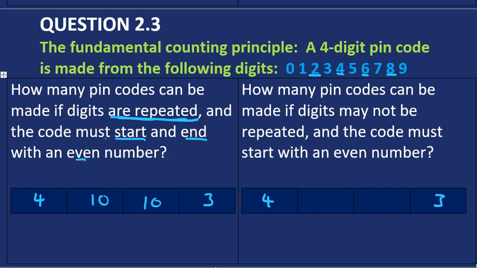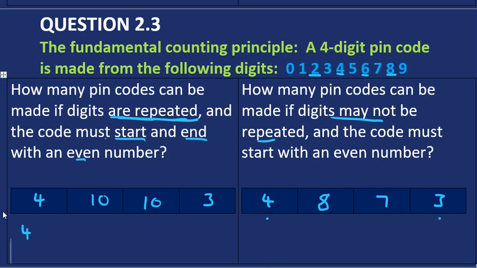Remember, that's a number, and that is also a number. So that means you're only left with 8 options because 2 of those numbers were chosen for the beginning and for the end. And these digits may not be repeated. So that means you have 8 digits to choose from now. And then for your third digit, you've got 7 digits to choose from.